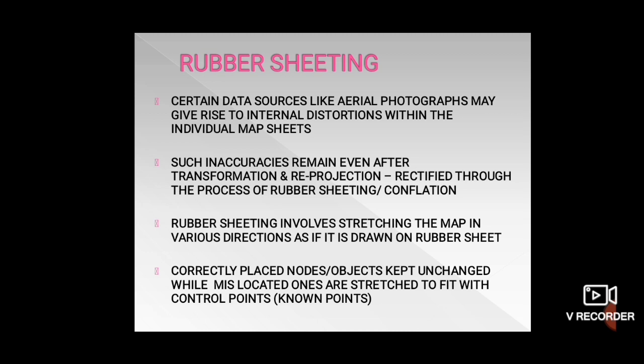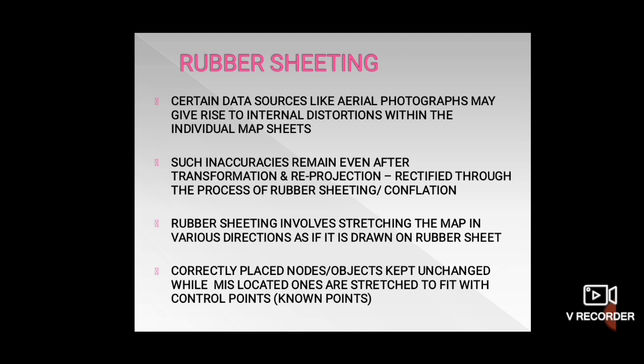So such problems of internal distortions within the map sheet are rectified through the process of rubber sheeting or conflation. Conflation involves stretching the map in various directions as if it is drawn on a rubber sheet, so that you can stretch it in different directions and make the shape of that feature correct.